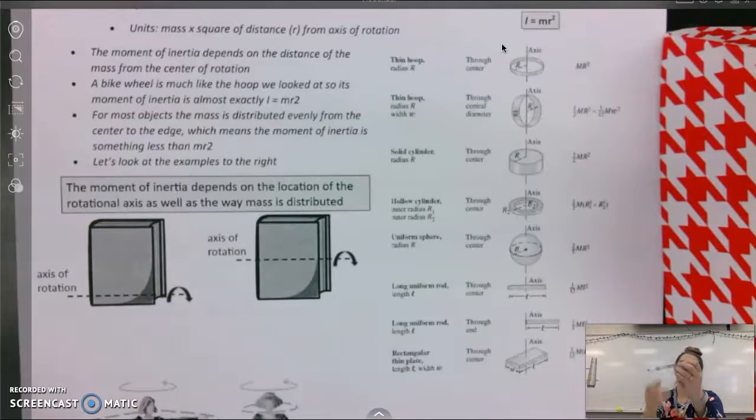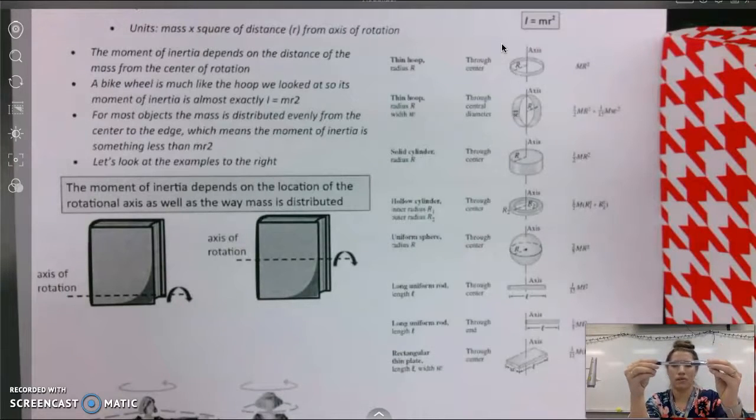So let me give you an example that I like. Here's the pen, and if I make my axis of rotation right down the center of the pen where the ink is, and I'm rotating around that axis, the mass of the pen is so close to the axis of rotation. And so the moment of inertia is small. It's easy to spin this pen like this. It doesn't take much torque to do so.